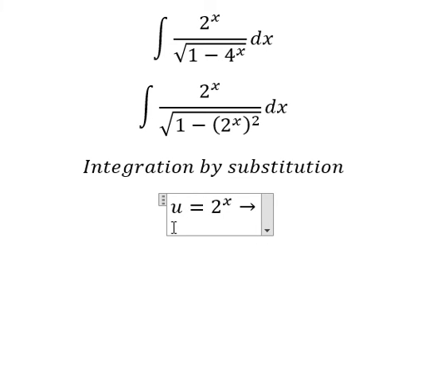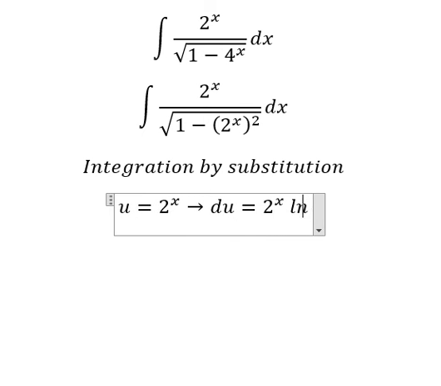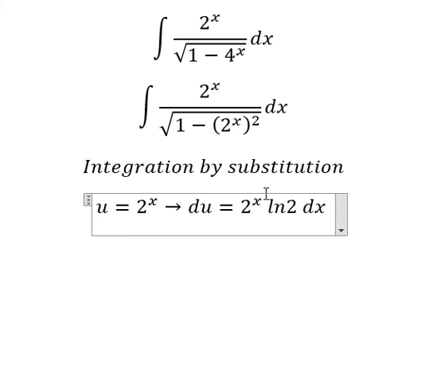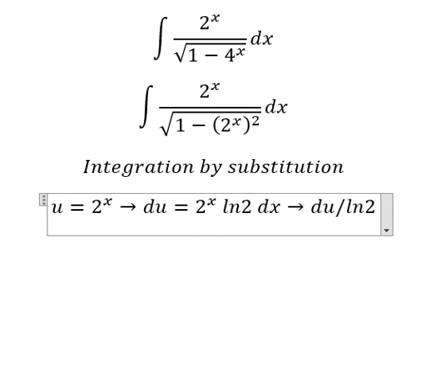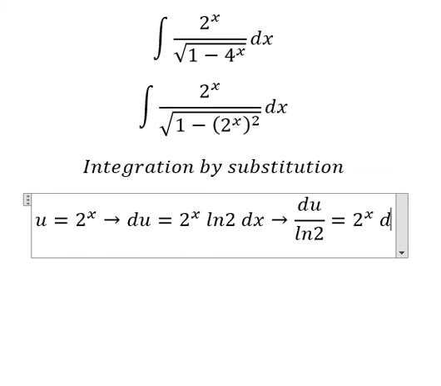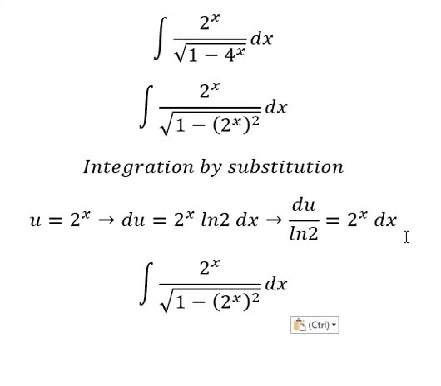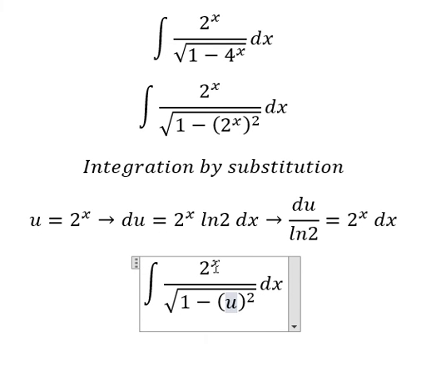So if we first take the derivative of both sides, we have du equals 2 to the power of s ln 2 ds. Because we don't have ln 2, we need to divide both sides by ln 2. So this one we change for u: 2 to the power of s ds, we change for du over ln 2.